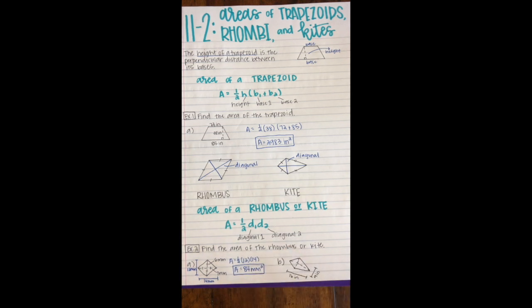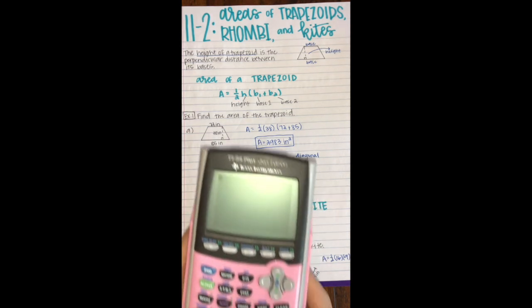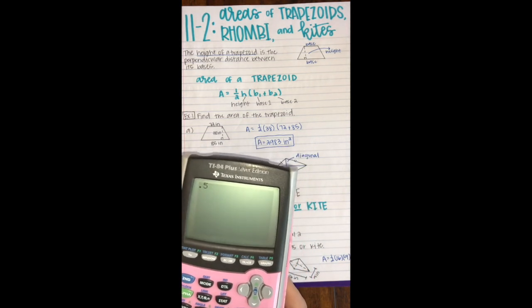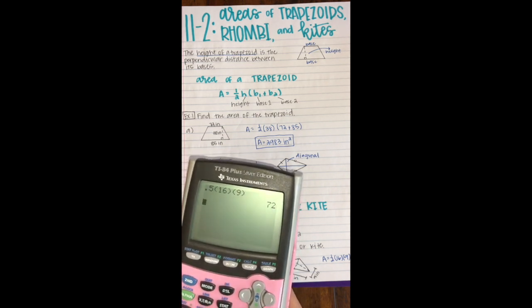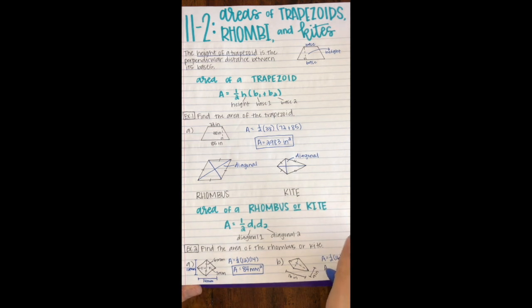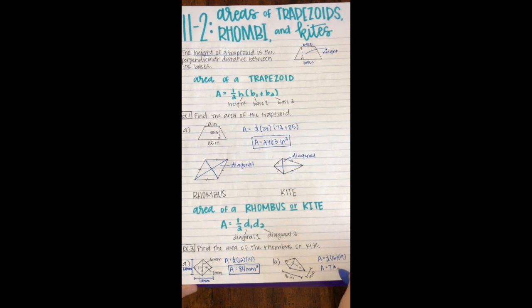Our second one is a kite, and they've already shown us what the full diagonal lengths are, 16 and 9, so we don't need to do any work to get those totals. So we just plug it in. Area equals 1/2 times D1 times D2, so 16 and 9. So we would do 0.5 times 16 times 9. And our area for this kite is 72. So area is 72 inches squared. And that's how you find the area of a rhombus or a kite.